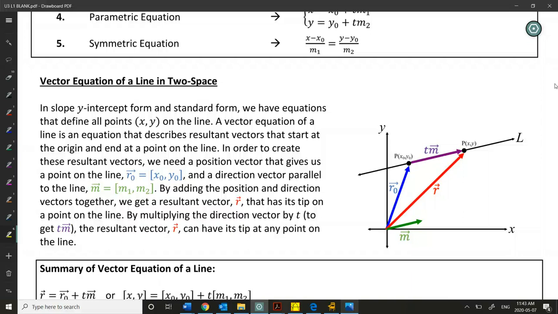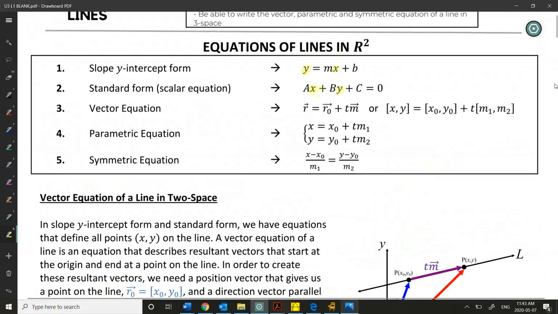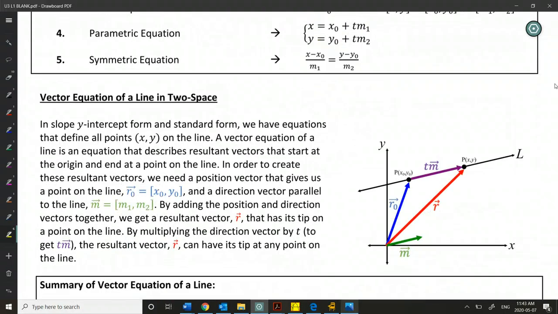And in order to create this vector, we need two things. We need a position vector out to some point that we know is on the line for sure, and a direction vector which will be parallel to the line. Essentially this direction vector is kind of like our slope, and our position vector could be like the y-intercept in y equals mx plus b, or any other point that we know is on the line.